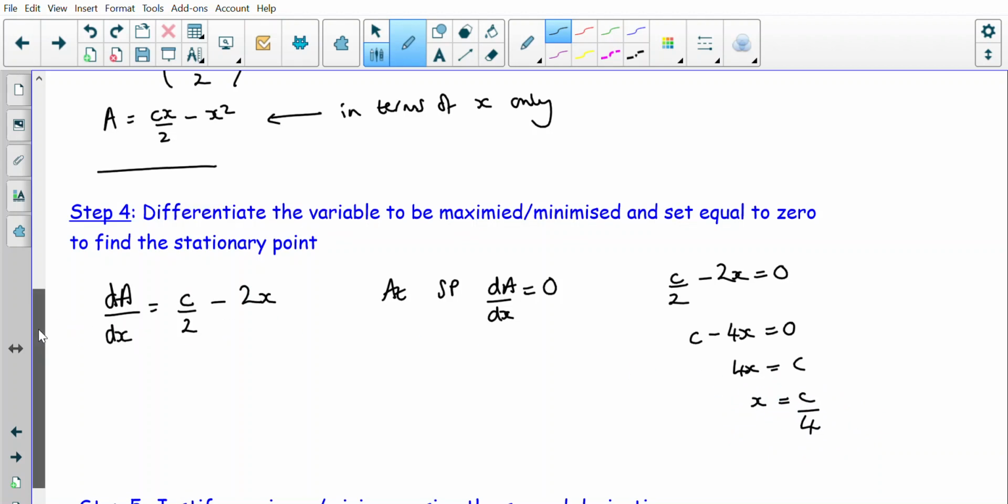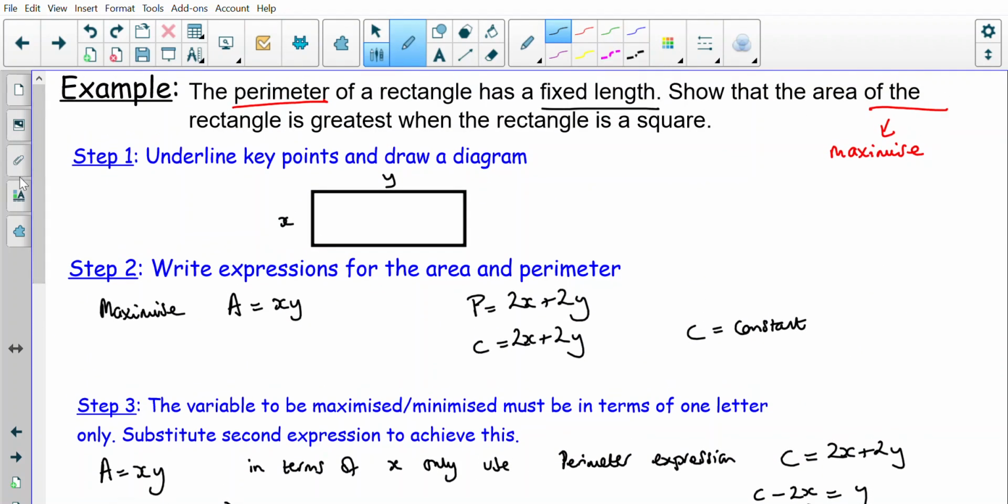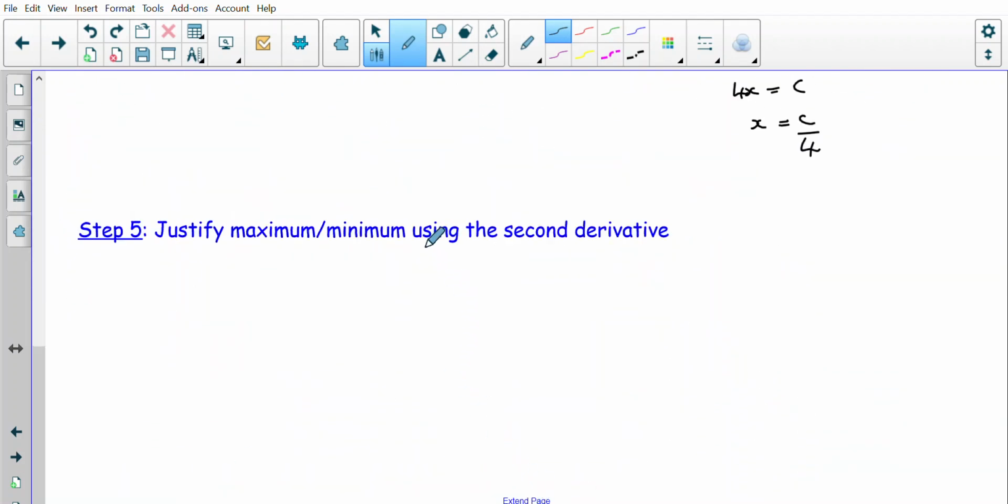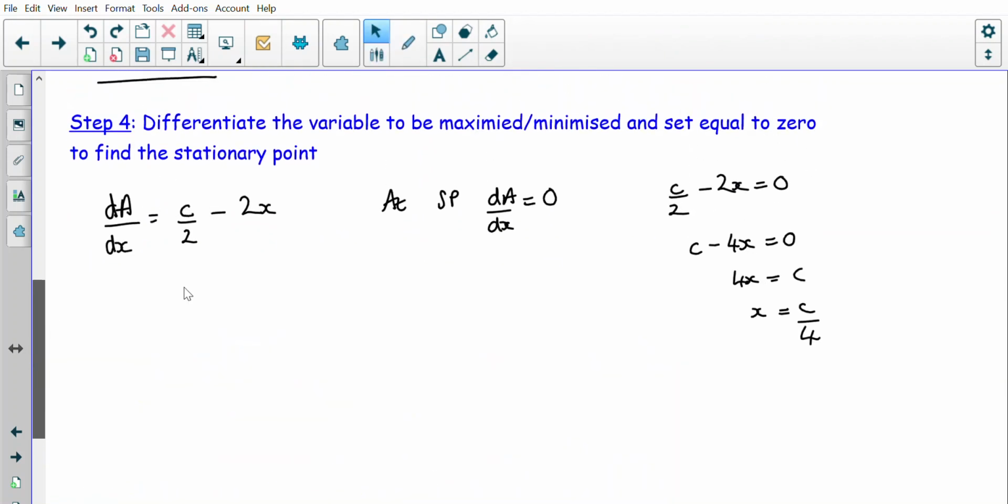But what this question has asked us to do is to not just find the value of x for the maximum area, but prove that this is when the rectangle is a square. So we need to find the corresponding y for that x and show that x and y are equal. So let's just do that. Let's move this out of the way because I'm going to need it in a minute. So this is x at the stationary point. Let's find the y coordinate.